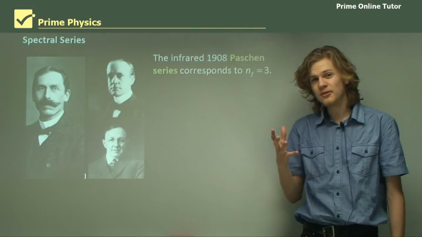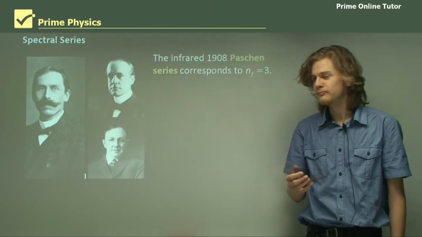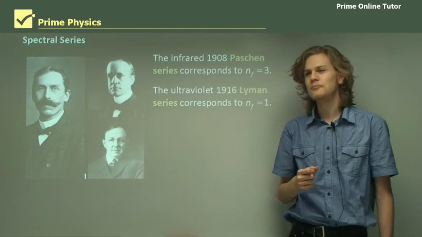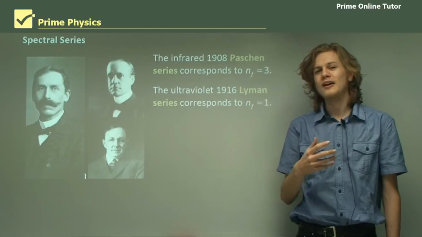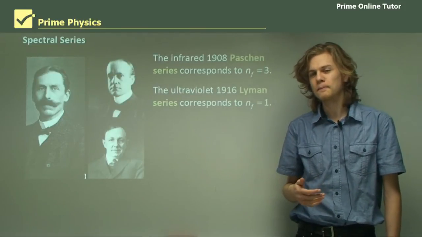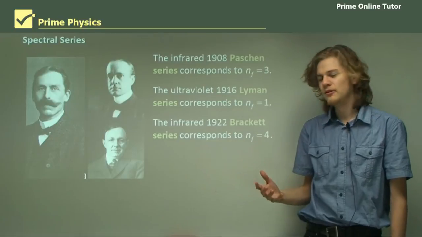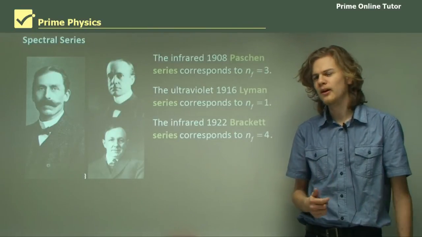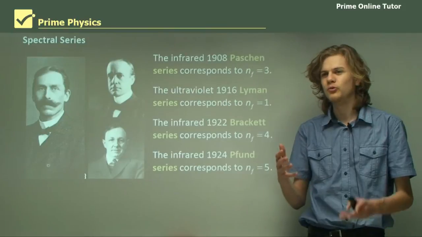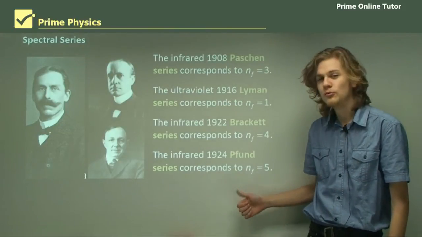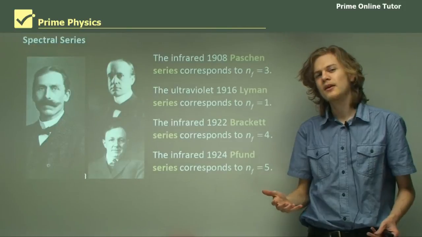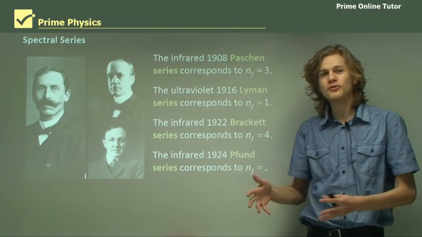The infrared Paschen series corresponds to nf equals 3. Paschen is this gentleman on the left. The ultraviolet Lyman series was discovered in 1916 by Lyman at the top right there, and that corresponds to nf equals 1. That's the one that was all the way to the left of the diagram in the previous slide. The infrared Brackett series corresponds to nf equals 4. I couldn't find a picture of Brackett. And finally, the infrared Pfund series, discovered in 1924 because it was possible to look further into the infrared, corresponds to nf equals 5. If you substitute these values into Balmer's equation, we end up finding the exact values for the wavelengths of all the different lines.